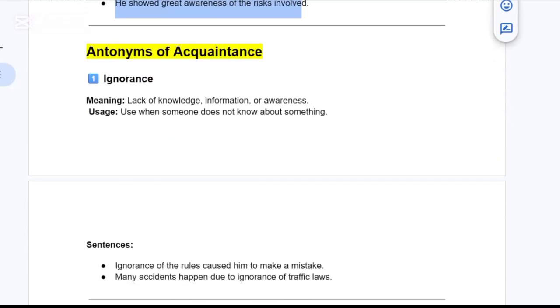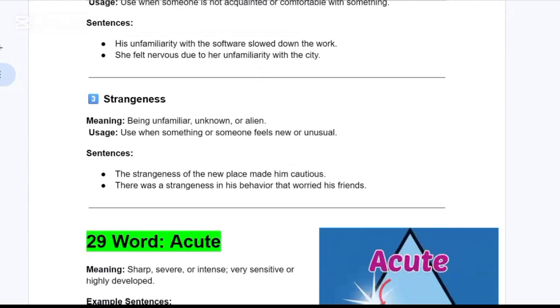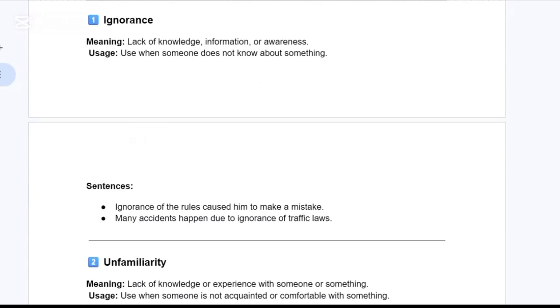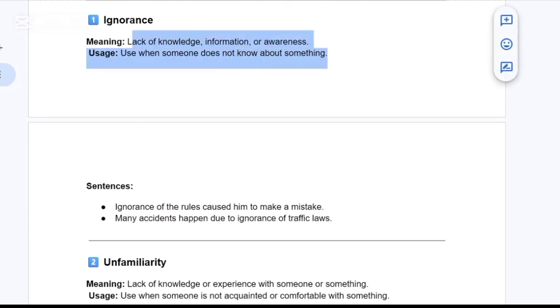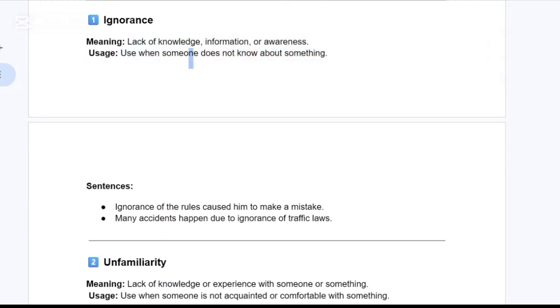Antonyms are ignorance, unfamiliarity, strangeness. Ignorance means lack of knowledge, information, or awareness. It is used when someone does not know about something. For example, ignorance of the rules caused him to make a mistake. Many accidents happen due to ignorance of traffic rules.